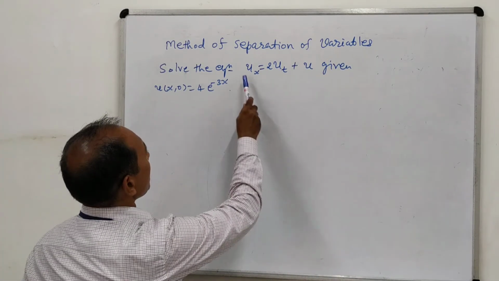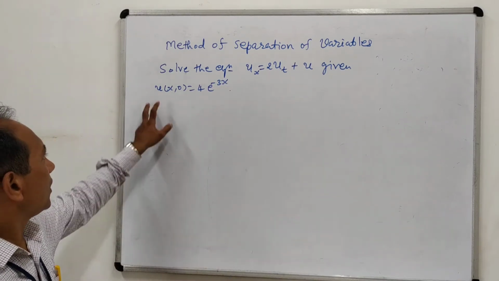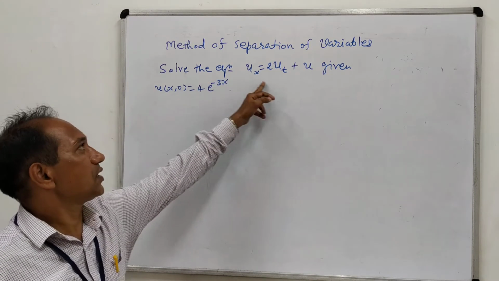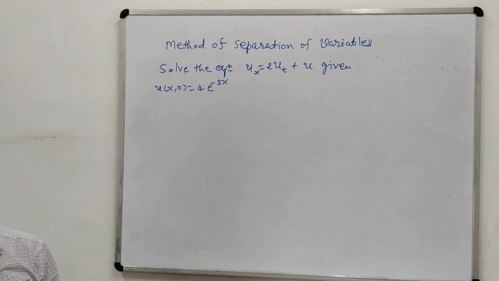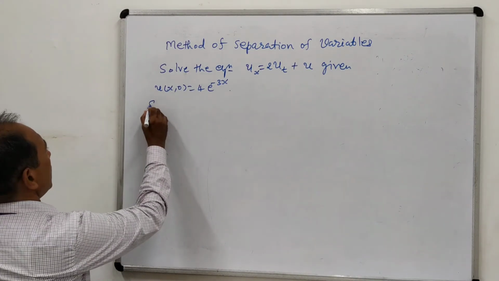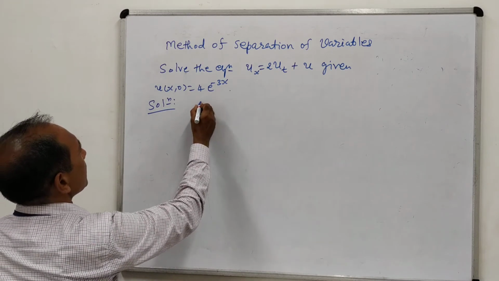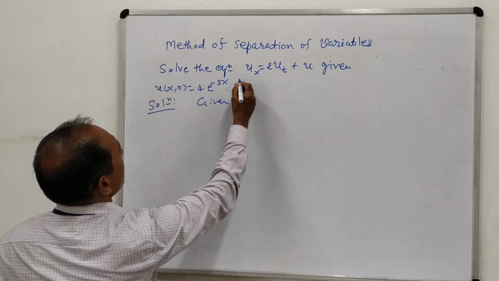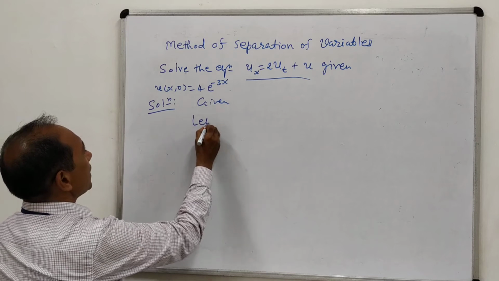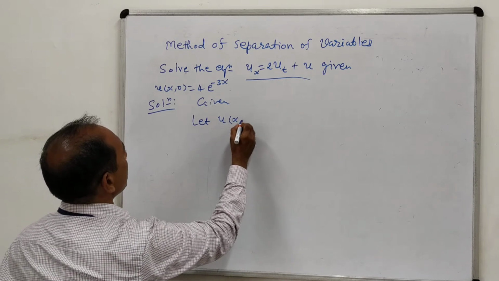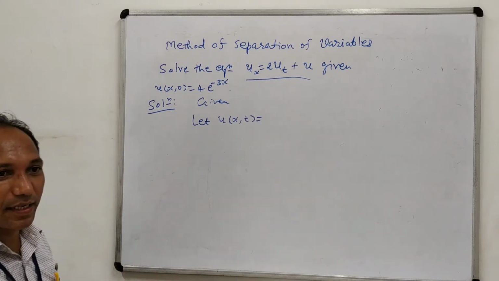So first of all, we will find its general solution, then we will focus on this condition. Till the solution is obtained, we will not focus on this condition. So first of all, in the solution, you write down that the given equation is u_x = 2u_t + u. Then we will assume that let u(x,t), because first you identify the variables. Here x and t are given, not x and y.